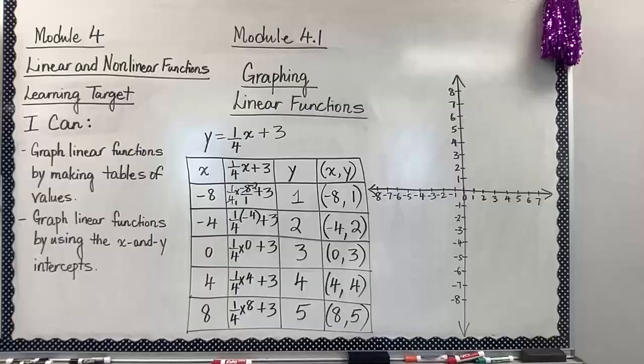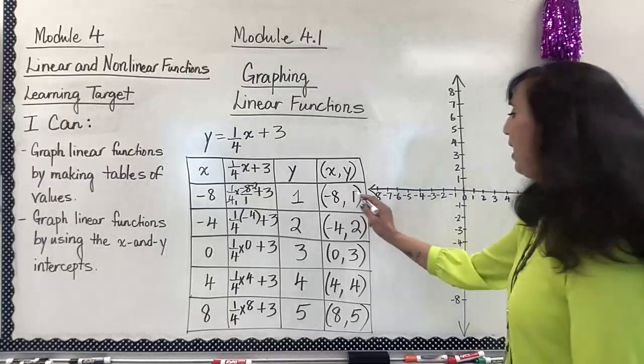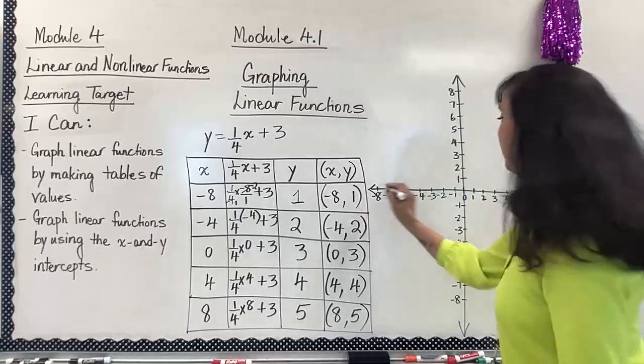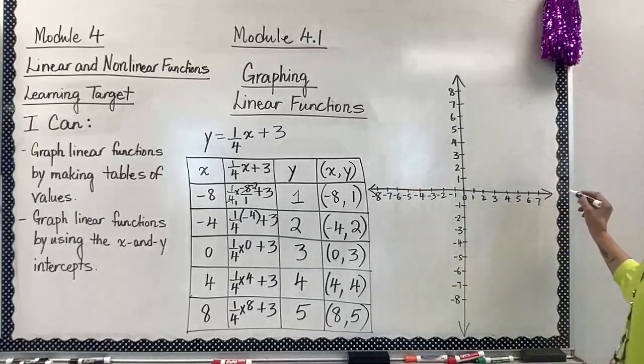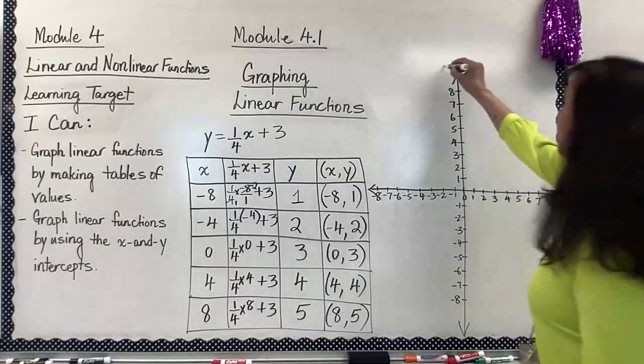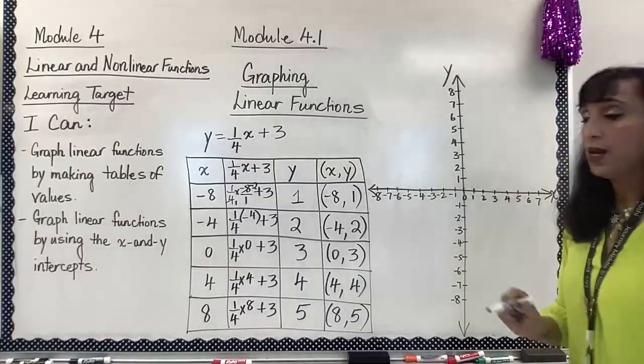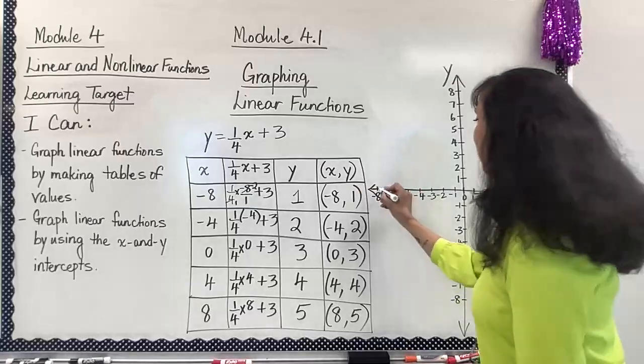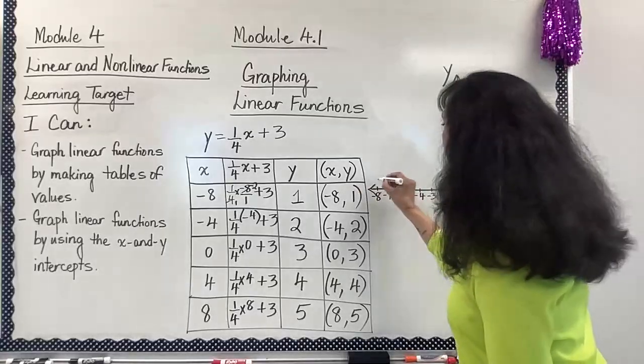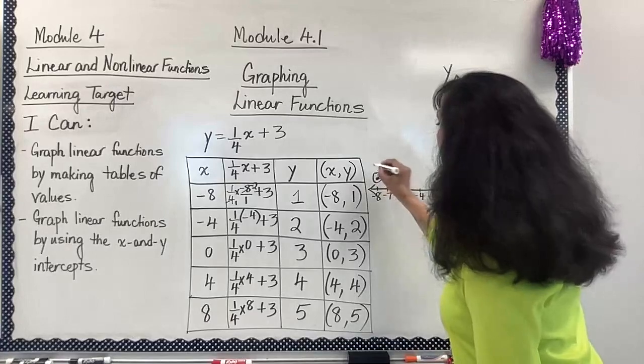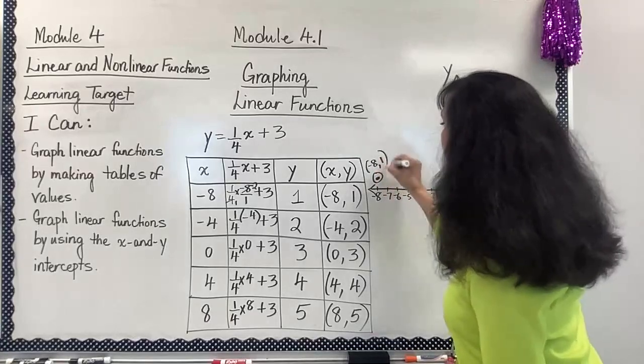And what I'm going to do is I am now going to graph it based on these ordered pairs. So let's look at the first one. Negative 8, 1. So remember, this is x. This is y. So when x is negative 8, y is 1. So this is negative 8, 1.